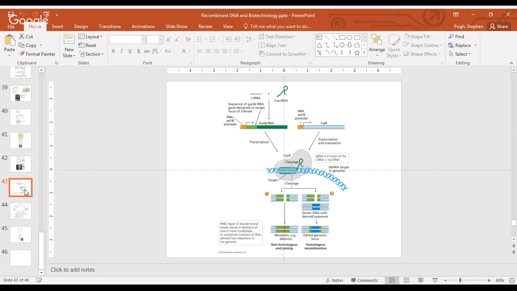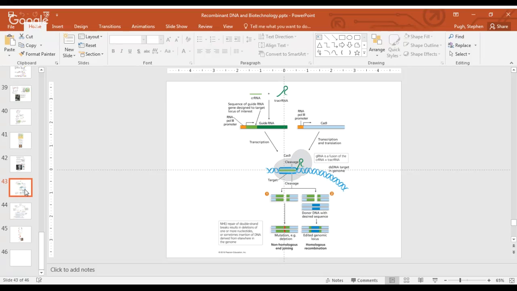One problem with all of these techniques is that when we're inserting genes into a target organism, it's often difficult to determine exactly where that gene is going to be inserted. And that can cause problems. If we insert the gene into the wrong place, we may disrupt a normally functioning gene, and it can lead to problems in the recipient.